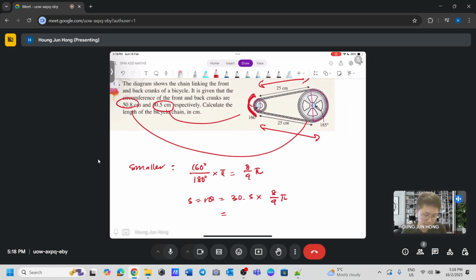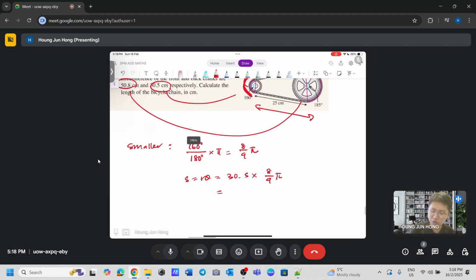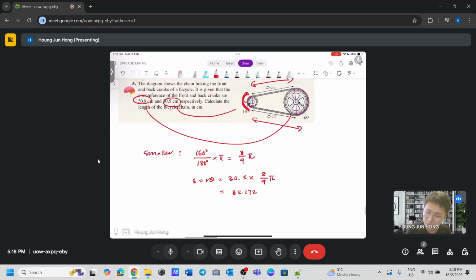If they don't give any value, just use the calculator. But usually they will give you 3.142, and you can just follow 3.142. If they give you a value, please follow it, because they will give you a very strict mark scheme. You must follow the exact same value.